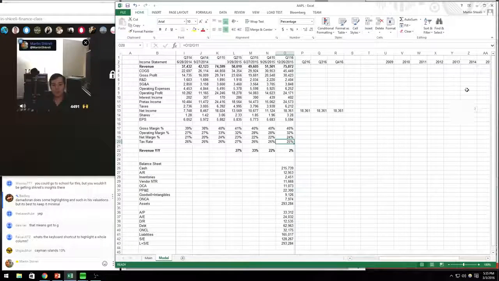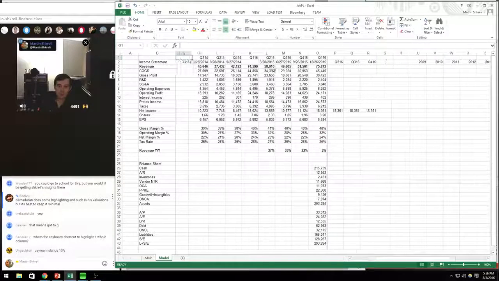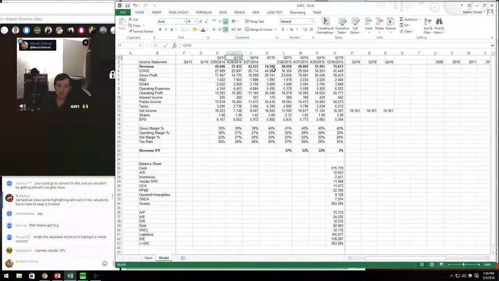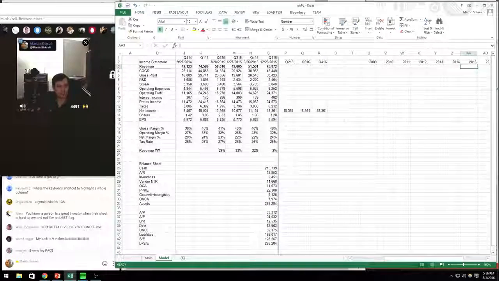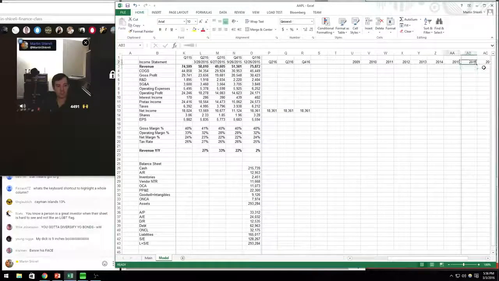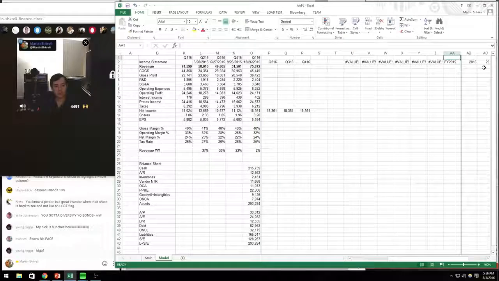All right. So now we've got 8 quarters of data for Apple. That was easy. We did that in what, like 5 minutes? Super easy. Well, now we're going to do the fiscal years here. So fiscal year 15 is the year that ends.